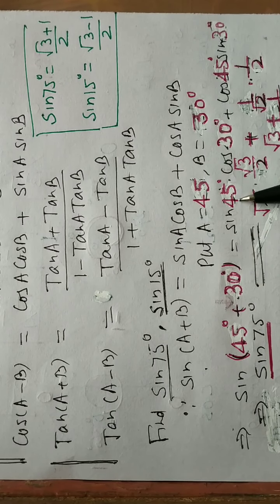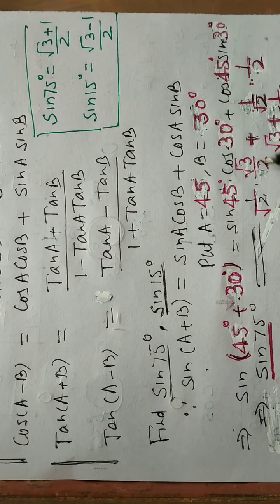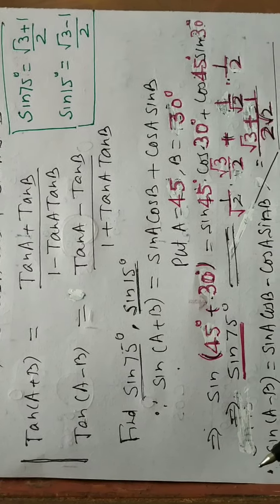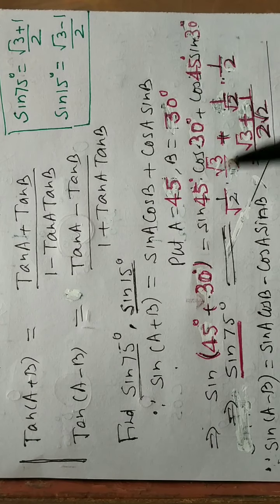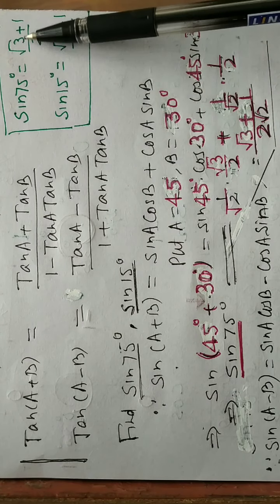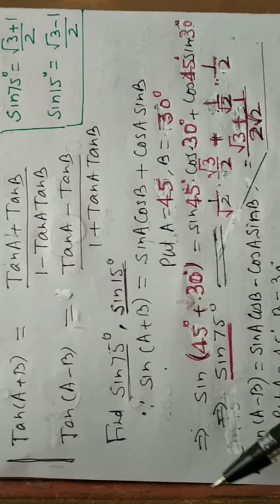So sin A into cos B, cos A into sin B, put the value of 45, 30, 45, 30, and then take the LCM 2 root 2, so root 3 plus 1. So sine 75 is ready for you. This root 3 plus 1 by 2 is verified. Likewise, you can find sine 15 degree.